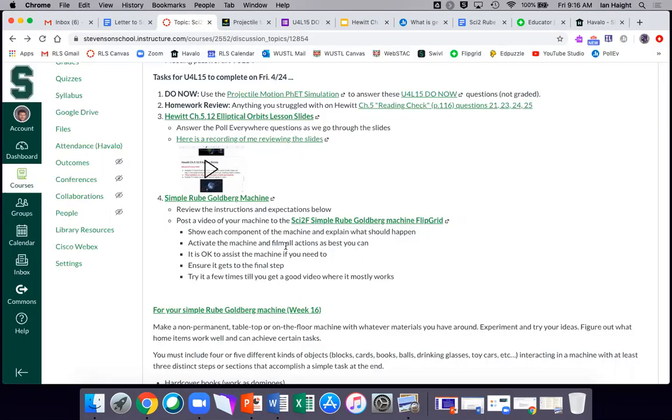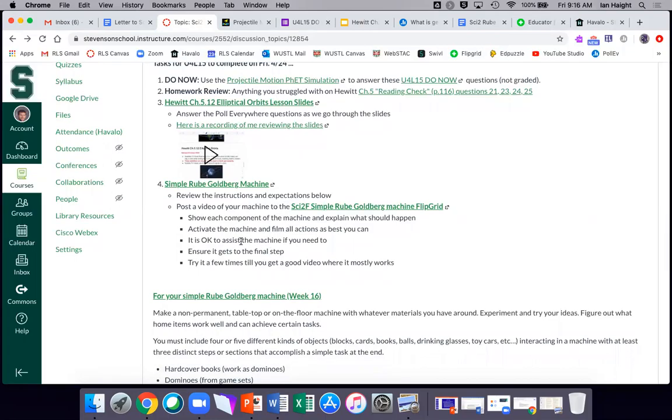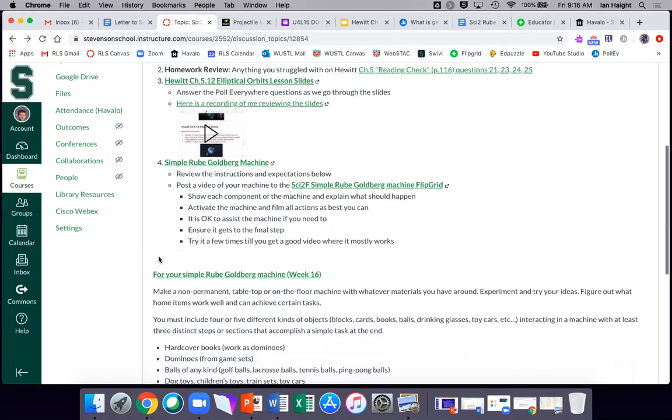Then activate your machine. And it's okay if you need to sort of help it, if you need to push something. I don't expect it to work perfectly, but it should go to the end, right? You should be able to get your machine to achieve the final task, even if you do have to poke and prod a few things to move it along.